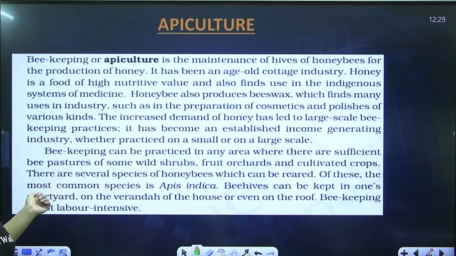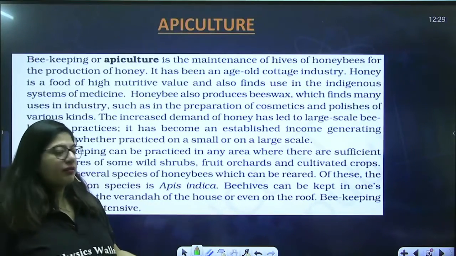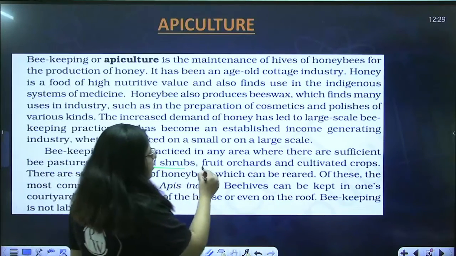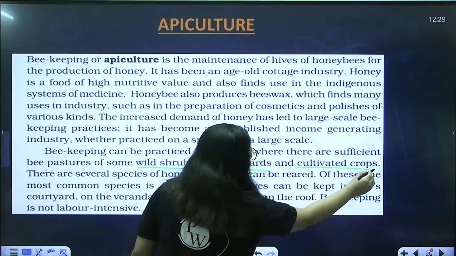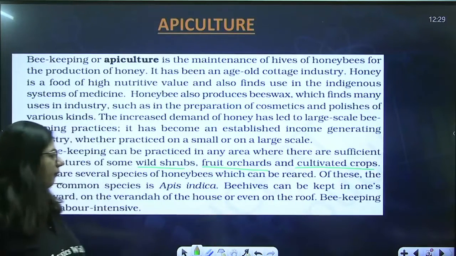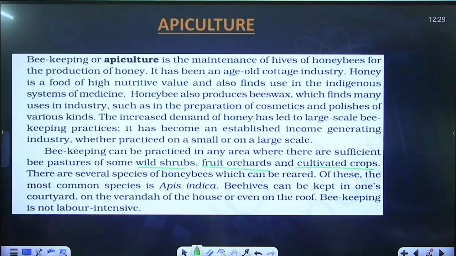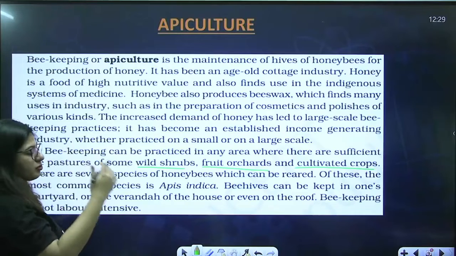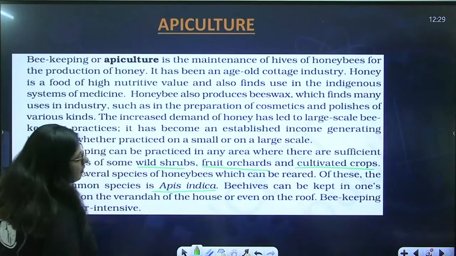Beekeeping can be practiced in any area where there are sufficient bee pastures of wild shrubs, fruit orchards, and cultivated crops. So now where should we put the beehive? Where there are wild shrubs, fruit orchards, and cultivated crops. They love fruits, they love apple, they love pear, right? There are several species of honeybee which can be reared. Of these, the most common species is Apis indica. There are a number of species, but the most common is this one in India.